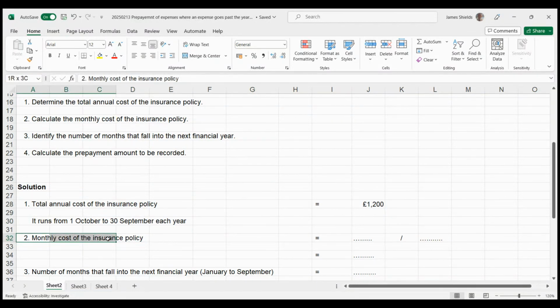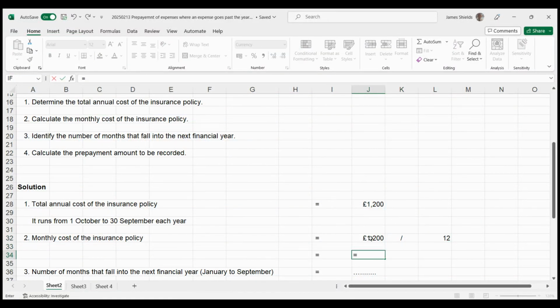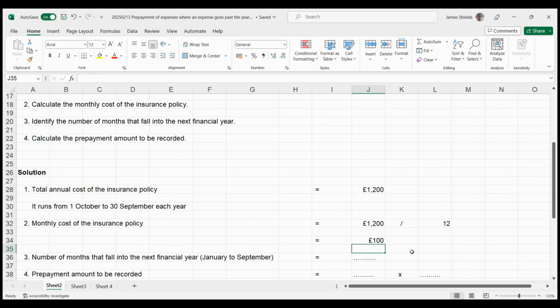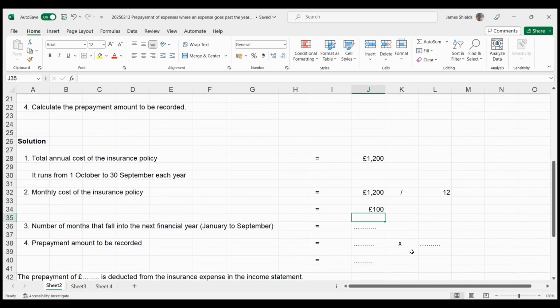The monthly cost of the insurance policy, well, that's going to be the annual cost of £1,200 divided by 12 because there are 12 months in the year. And then £1,200 divided by 12 gives us £100. That's the monthly insurance cost.